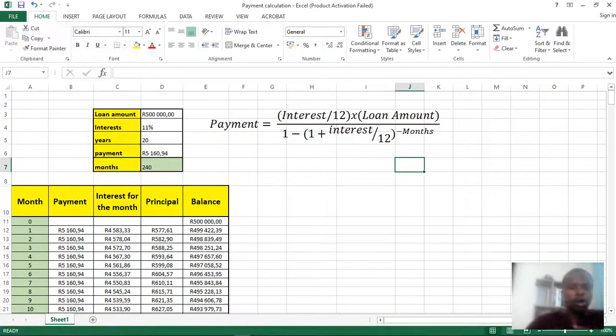Hey, in this video, I just want to explain how the banks calculate your loan payments, how much you're going to pay every single month, depending on your interest rate and the duration of your payment, and how you can cut some months from the duration.